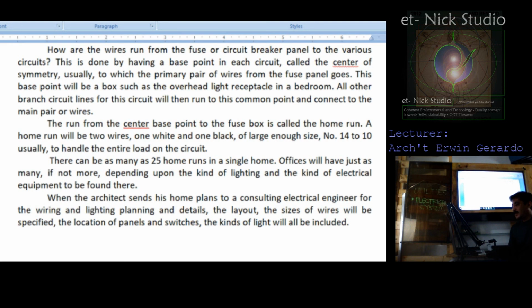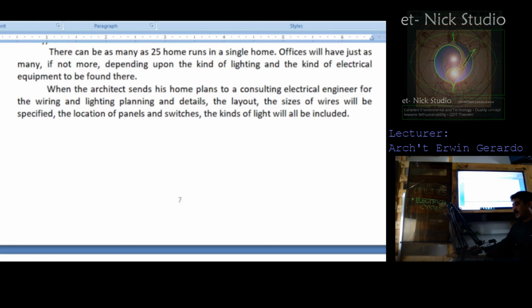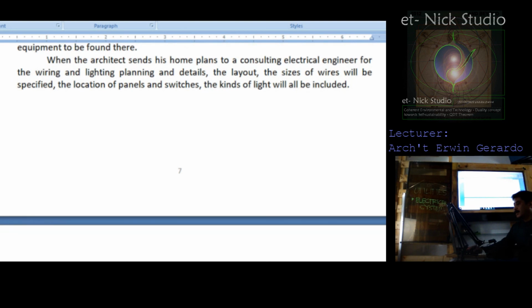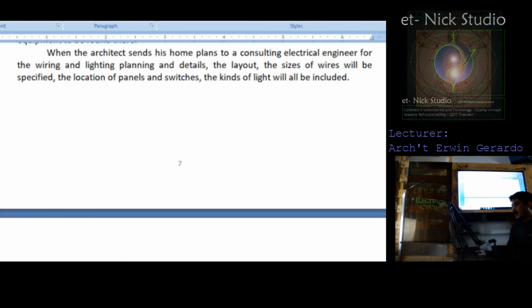When the architect sends his home plans to a consulting electrical engineer for the wiring and lighting planning and details, the layout and the sizes of the wires will be specified, the location of panels and switches, and the kinds of light will all be included. So this is how important the architectural design is. In that way, it will fit the purpose of planning its electrical system.